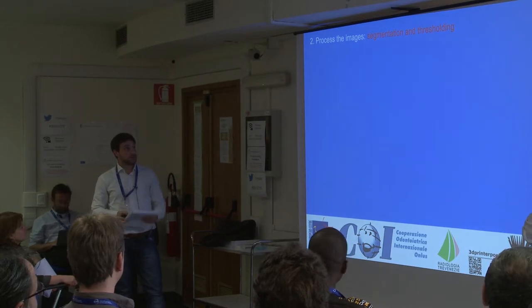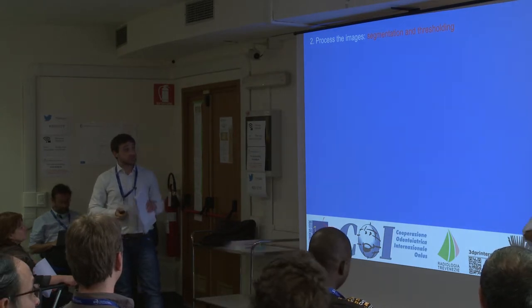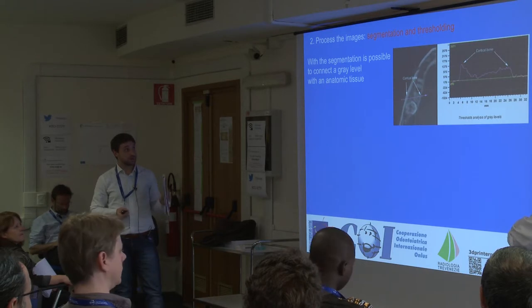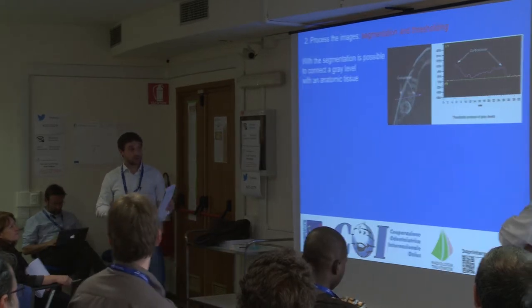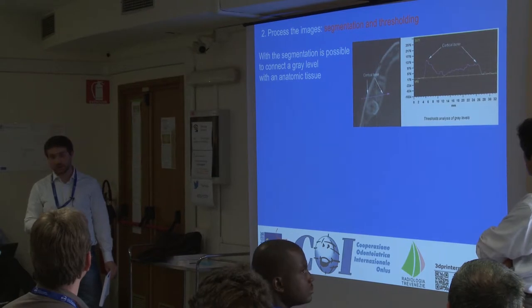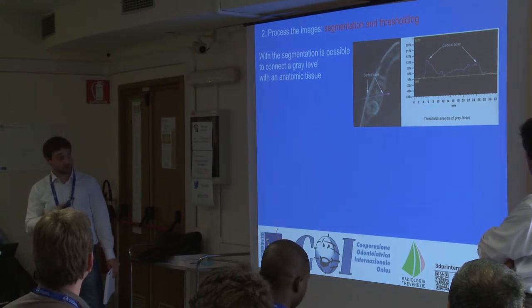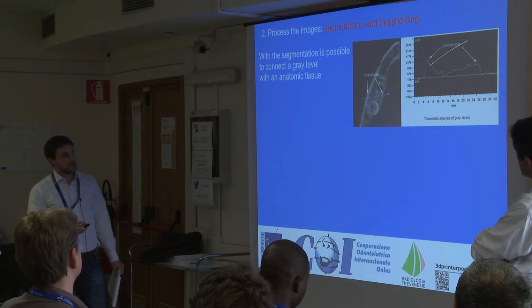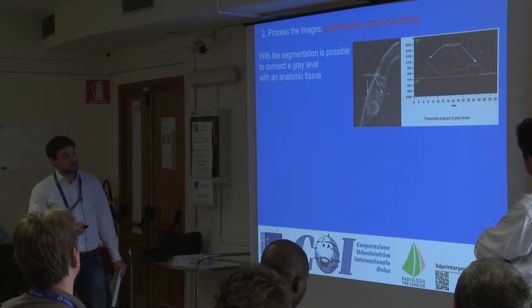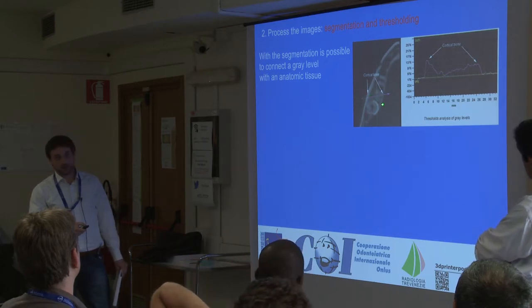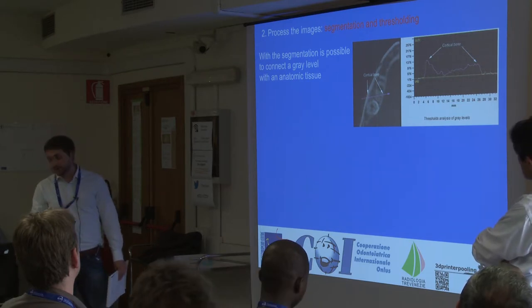The second step that I divide the process into is the segmentation and the thresholding. Segmentation is a process that connects the gray level with the anatomic tissue. In fact, when you analyze the anatomic structure in the image, in the DICOM axial, you have this kind of graphic, and you have two peaks, this one and this one, that are the cortical bone, the vestibular cortical bone, and the lingual cortical bone, in our case, in dentistry.